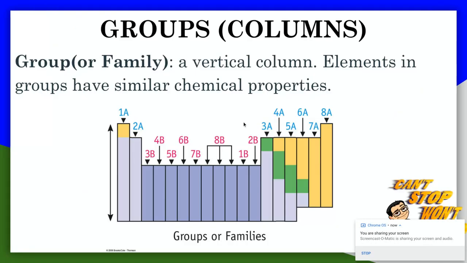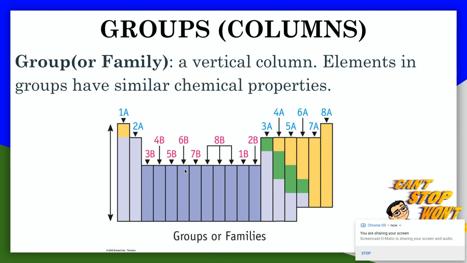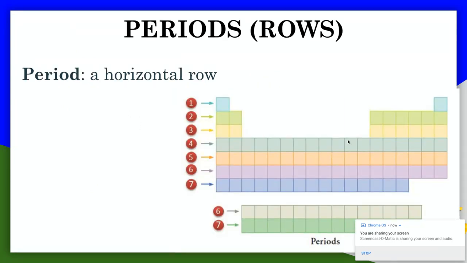Okay, so first, when looking at the periodic table, we have groups or families. They are the vertical columns. Elements that are in the same group have similar chemical properties. Period or horizontal row, we go left to right. So up and down is our groups or our families. Left and right are periods or rows. Now again, if I move too fast, you can always pause the video and record, just letting you know.